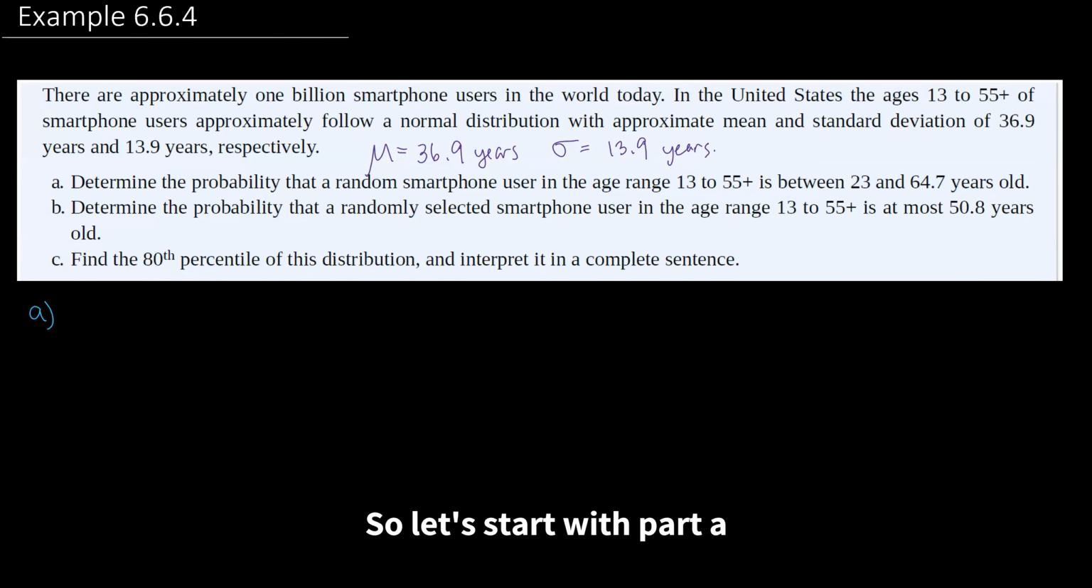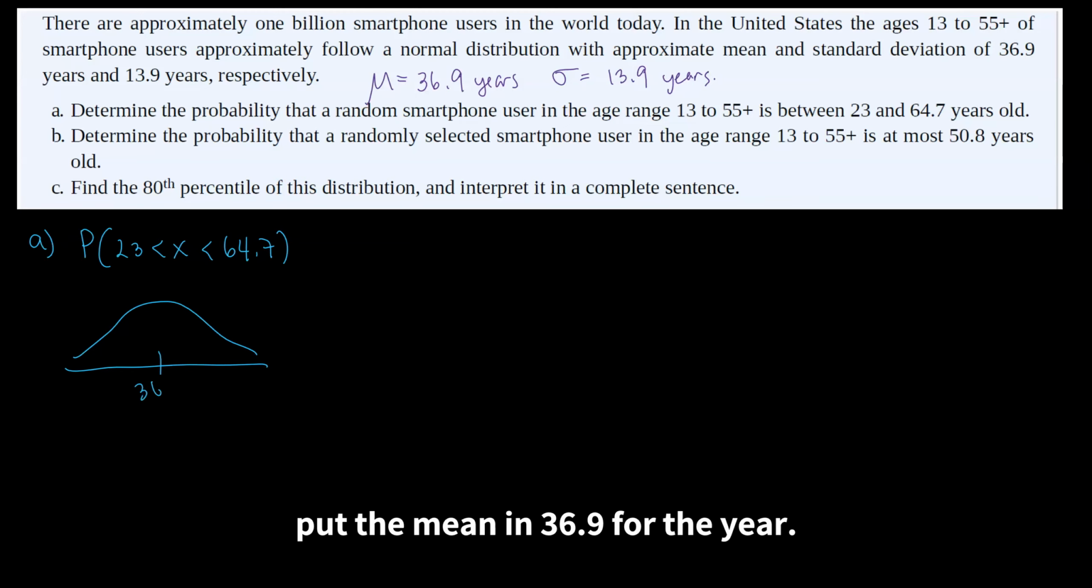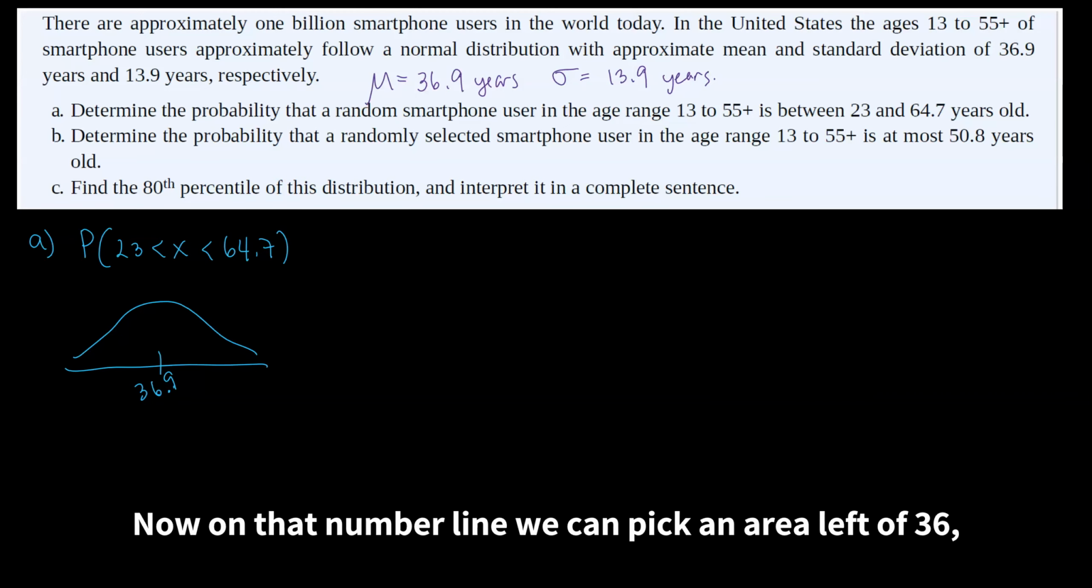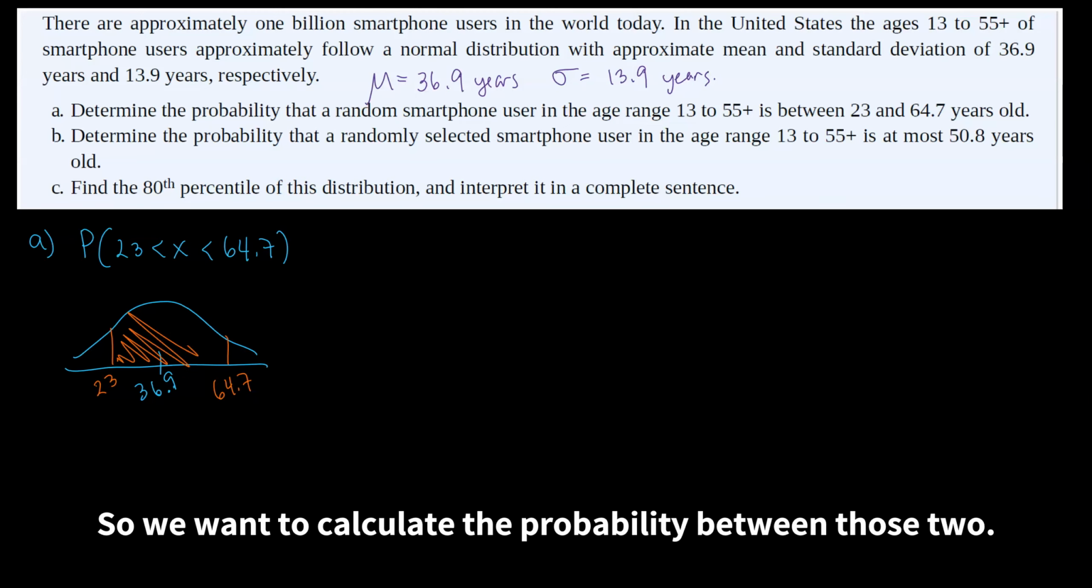So let's start with part A and write out that probability between 23 and 64.7. Start out with a graph, put the mean in, 36.9 for the year. And now on that number line, we can pick an area left of 36.9 and put in 23 because 23 is less. On 64.7, somewhere above 36.9. So we want to calculate the probability between those two.